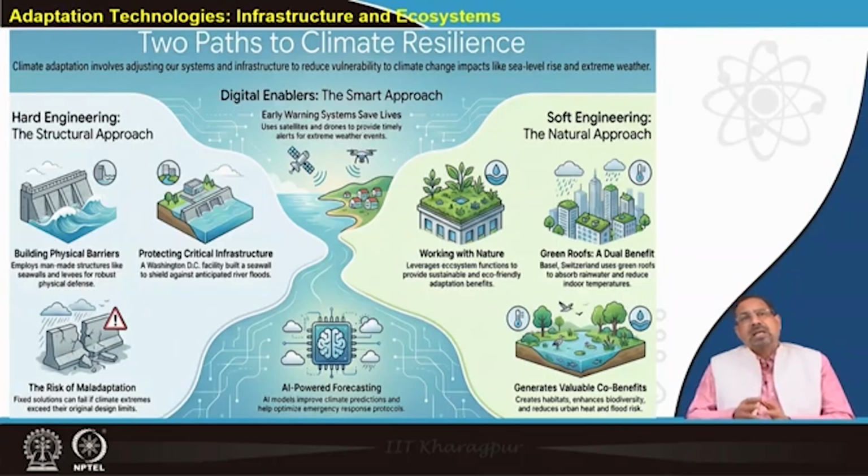Now, on the right-hand side, as far as NBS, nature-based solutions, or soft engineering is concerned, we already discussed it in the previous weeks, as I mentioned, working with nature. Whichever way you can, put in as much green or vegetation along and across and in between the living spaces, in terms of rooftop buildings. So leverage ecosystem functions to provide sustainable and eco-friendly adaptation benefits.